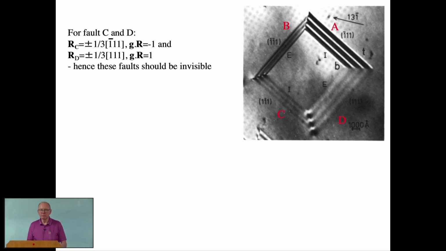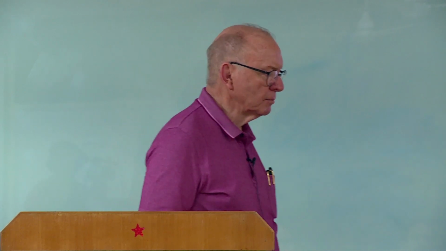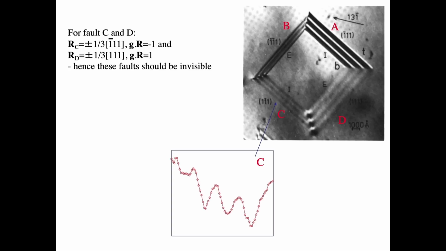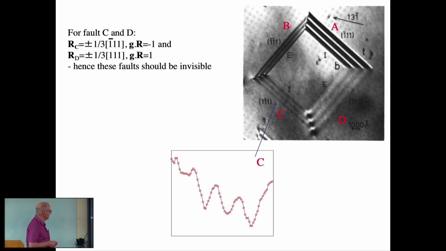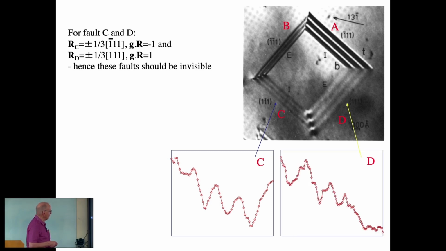So why can you see them? We have integers for the G dot R's, so why are they visible? So we'll take a look and see the scan looks like that. It's kind of interesting. And D looks like that. So sort of not normal looking kind of faults, right? Not symmetrical in any way, so why do you think you're seeing them?